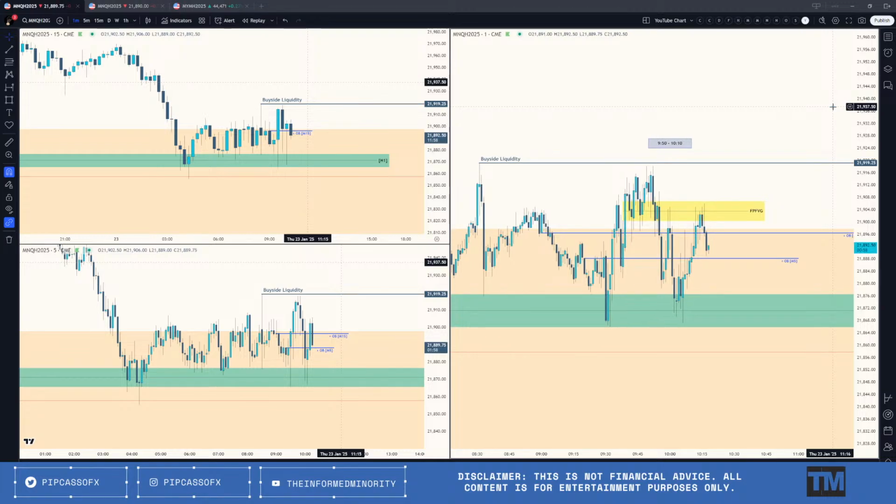But that's crazy. This is literally going to just chop for like 40 minutes. 40 minutes just chopping, just priming everybody up to get in.